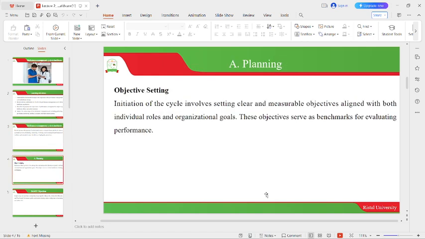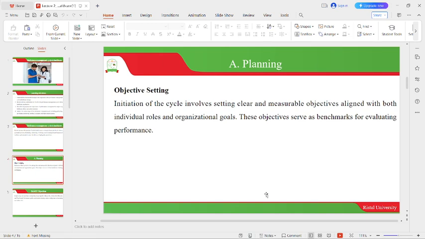So, under planning, we are talking about objective setting. You need to set objectives before you even think of managing the performance of your employees, the doctors. Under objective setting, we are talking about what do you expect of your employees? What do you expect of your nurses, the midwives? So in this objective setting, we are talking about the initiation of the cycle, which involves setting clear and measurable objectives aligned with both individual roles and the organizational goals.